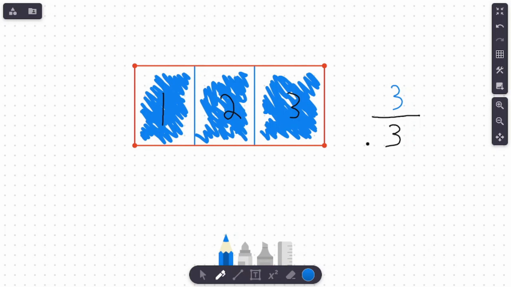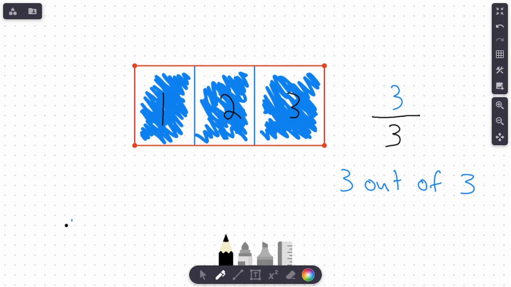So, what does that mean though for our fraction? Look at this fraction over here. We've got the same number as the numerator and the denominator. We've got 3 out of 3. Now, how in the world do I say that?